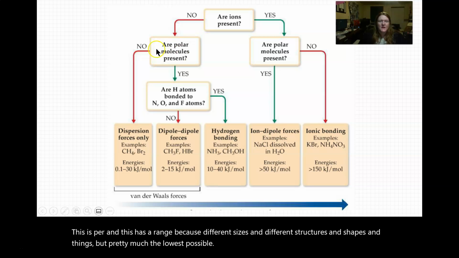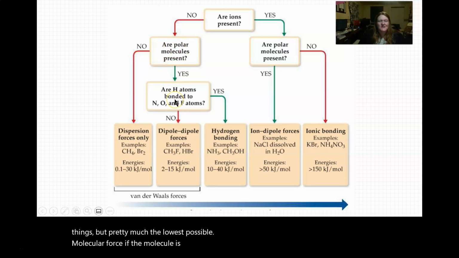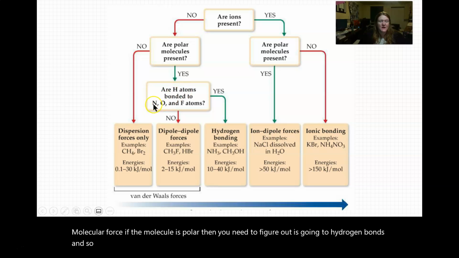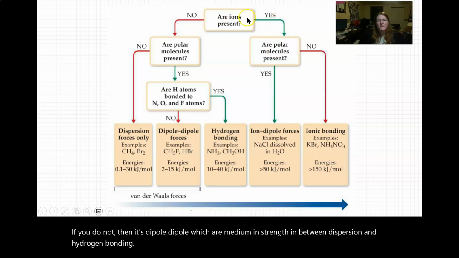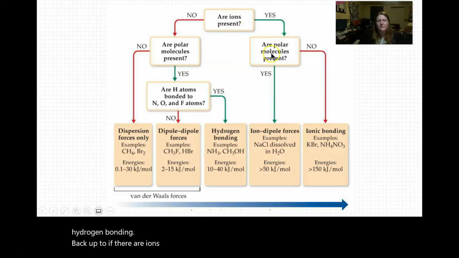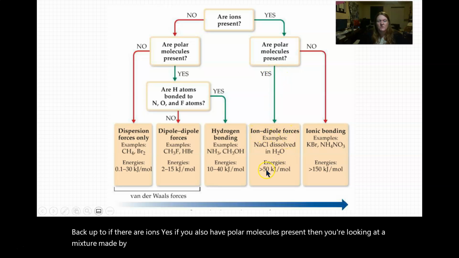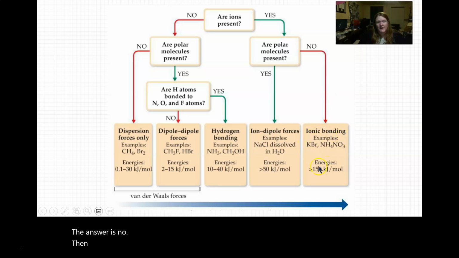intermolecular force. If the molecule is polar, then you need to figure out, is it going to have hydrogen bonds? And so to do that, you want to ask, do you have NH, OH, or FH? If you do, hydrogen bonds, which are pretty strong. If you do not, then it's dipole-dipole, which are medium in strength, in between dispersion and hydrogen bonding. Back up to if there are ions, yes. If you also have polar molecules present, then you're looking at a mixture made by creating ion-dipole forces, which are even stronger than the other three intermolecular forces. If the answer is no, then it's ionic bonding, which is quite high compared to the rest of them.